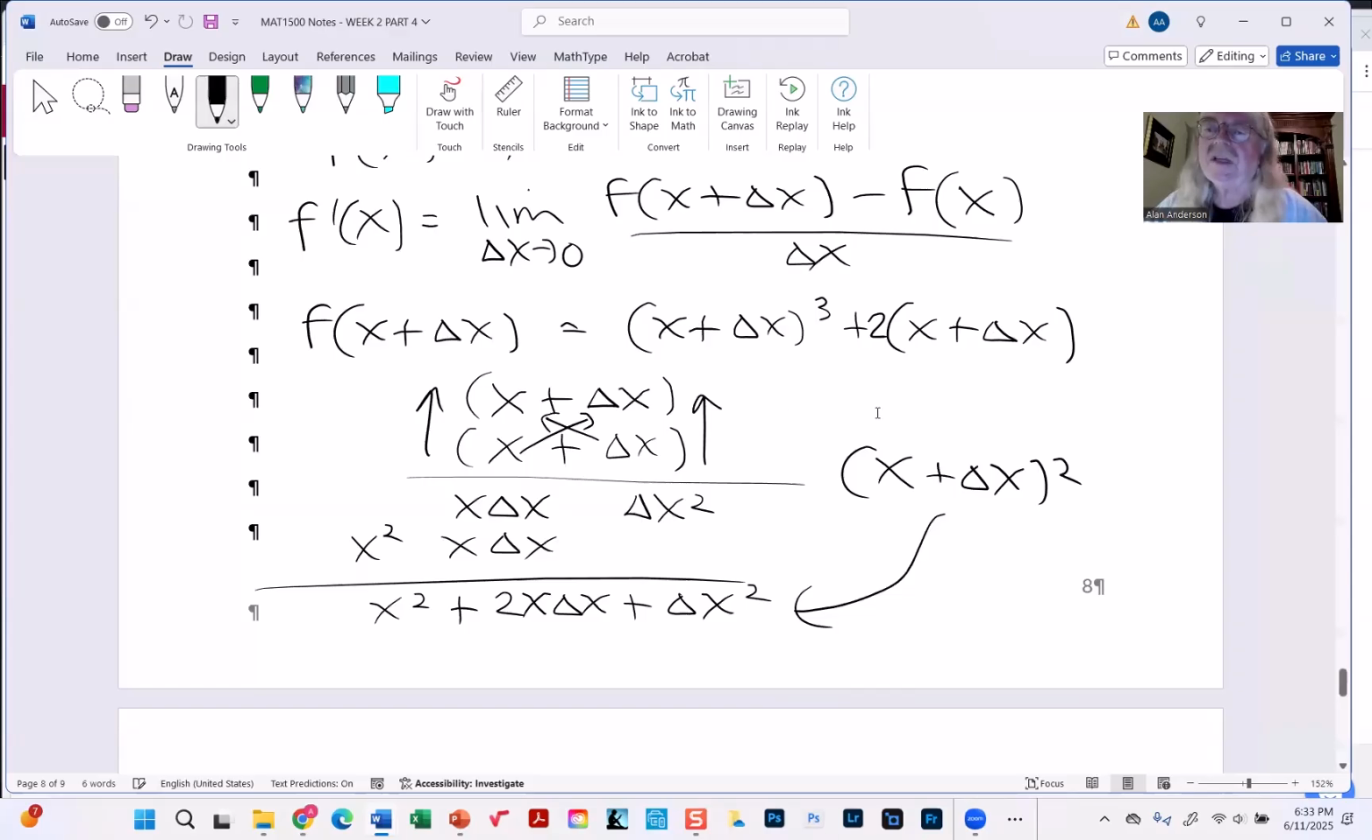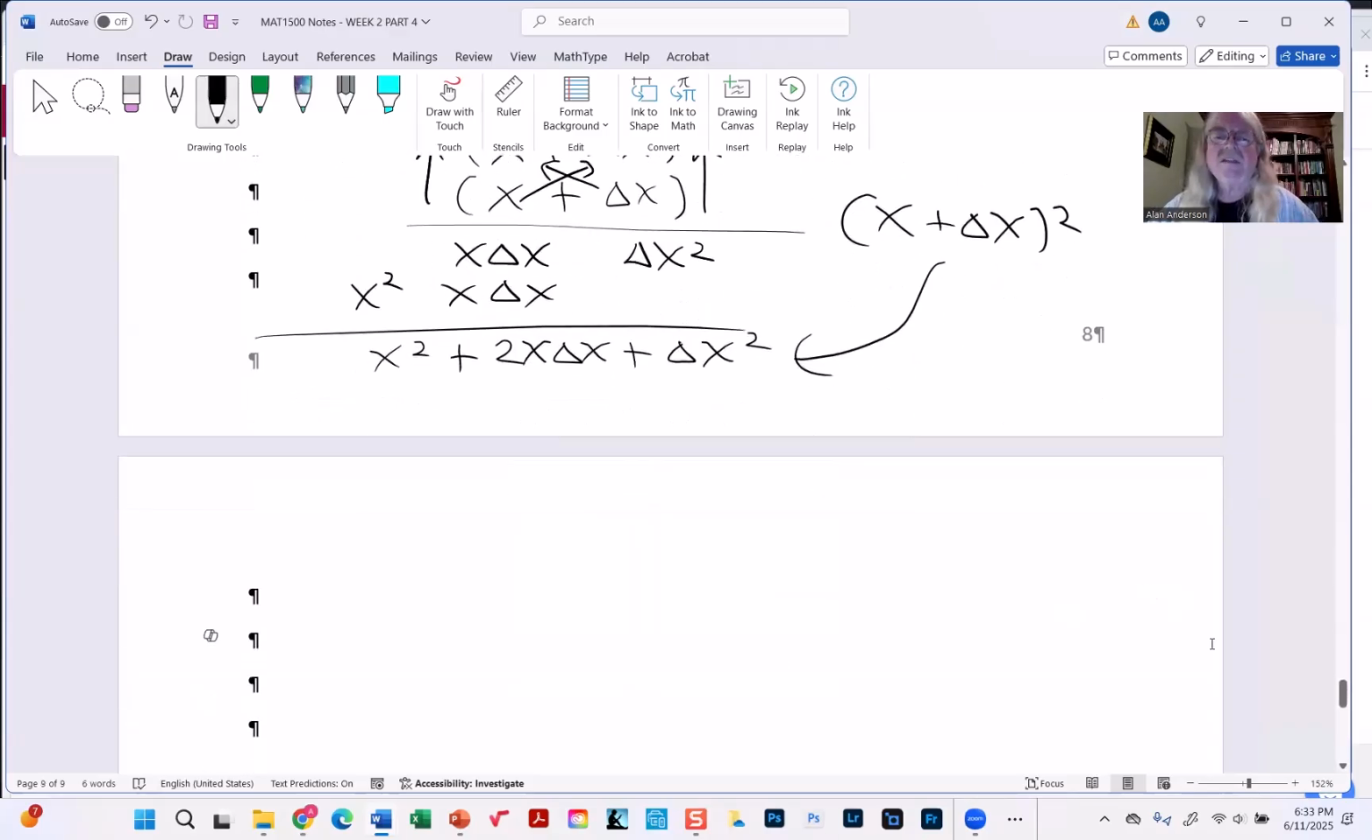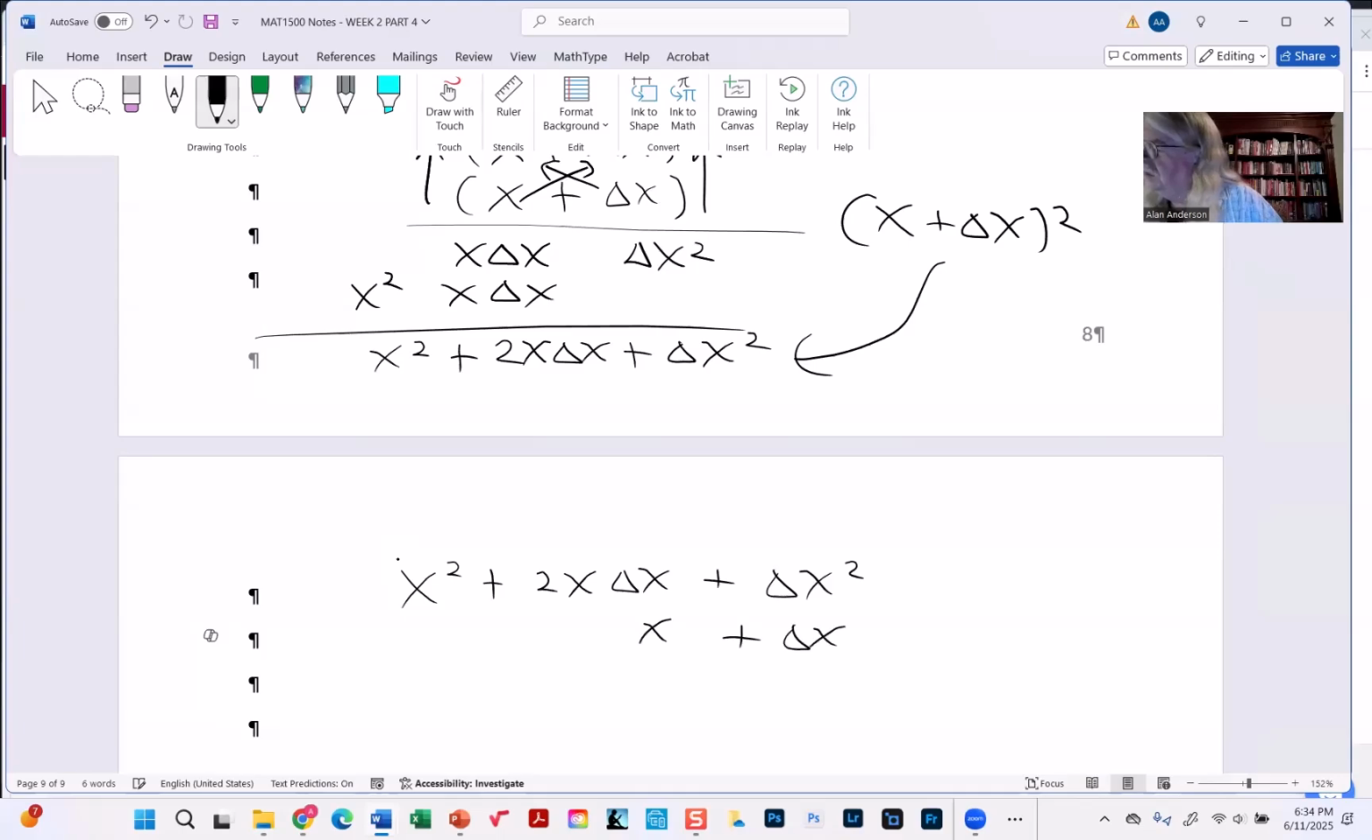But we need x plus delta x cubed. So in order to get to that point, we need to multiply this result by x plus delta x again. Whatever we get here will be x plus delta x cubed. Right? So this is going to take a while.